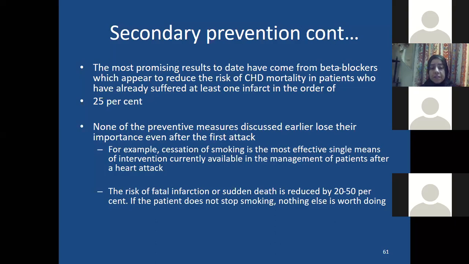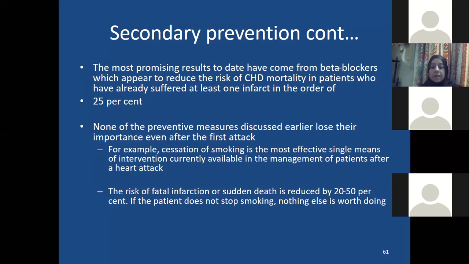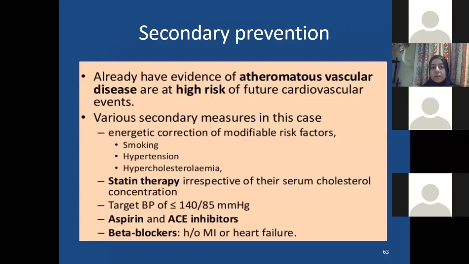The risk of fatal infarction or sudden death is reduced by 25 to 50%. Stop smoking, nothing else is worth doing. So for example, if you're using beta blockers and you're not stopping smoking, there's already evidence of atherosclerotic vascular disease.